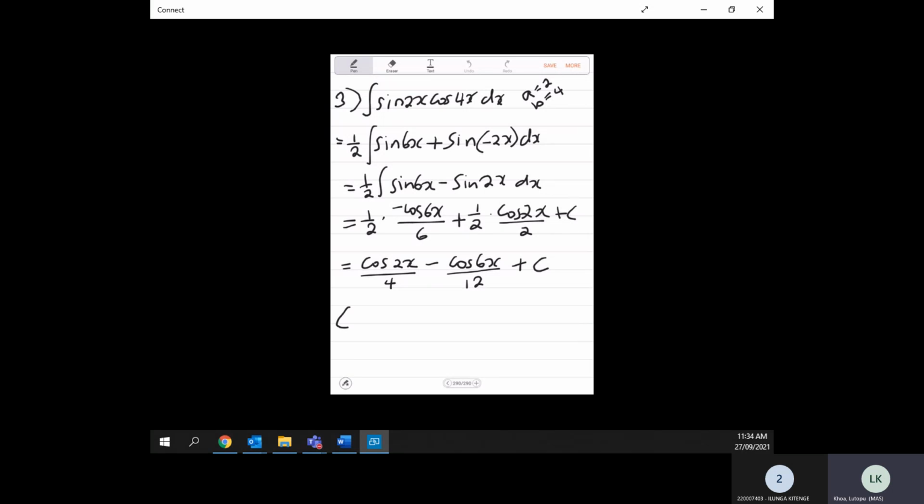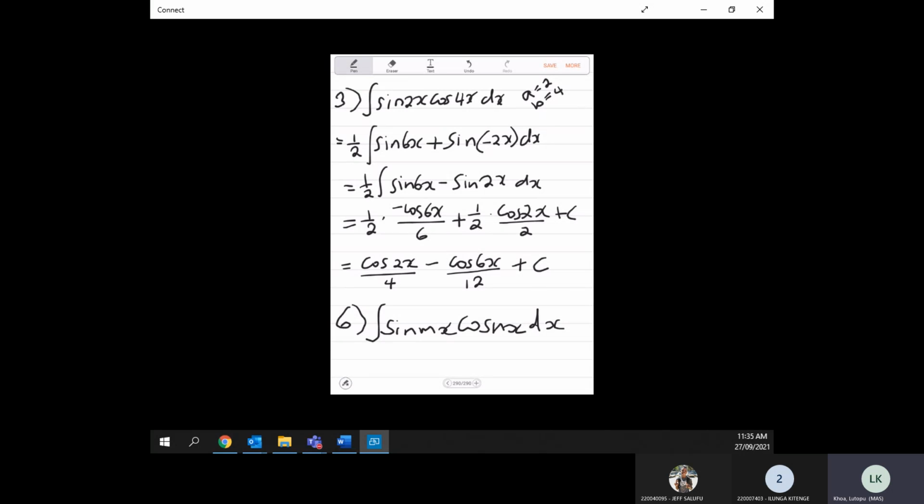Okay, so for number 6, we want to integrate sine mx cos nx dx. So this is what we are given. We said whenever you have a product like this, you must rewrite it using one of our identities. When it's sine and cos, the identity is a half, sine and cos, we get it from sine a plus b and sine a minus b.